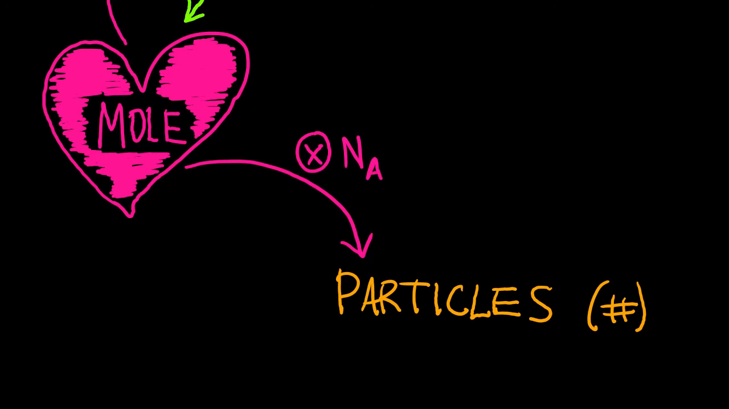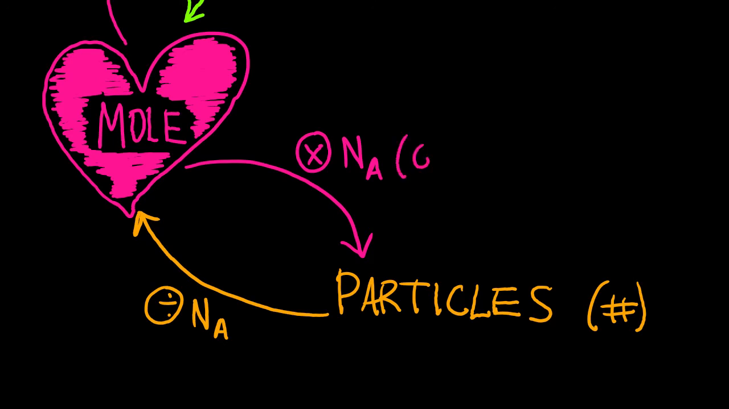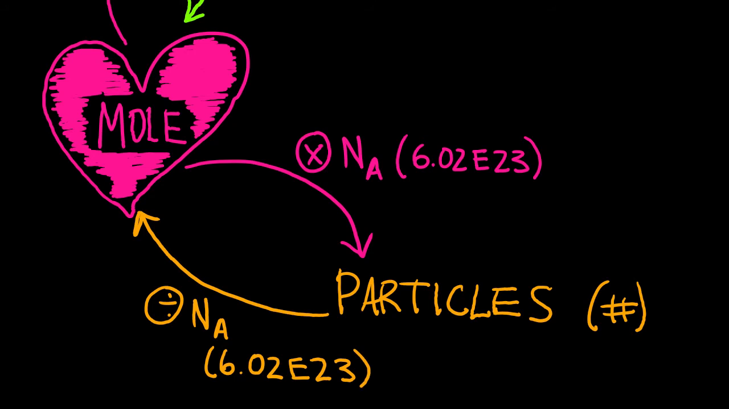The opposite of multiplying, of course, is dividing, which means that if I have a very large number of particles, and I want to find out how many moles of particles that is, I would divide by Avogadro's number. And as a reminder, Avogadro's number is 6.02 times 10 to the 23rd power. And that's a number that you absolutely have to memorize. 6.02 times 10 to the 23rd power.